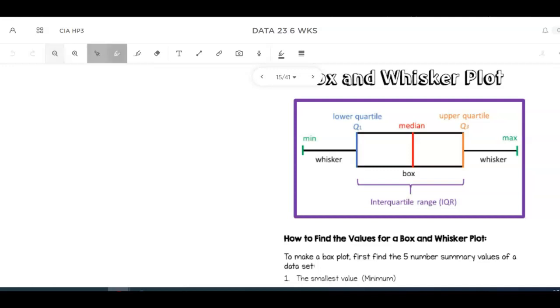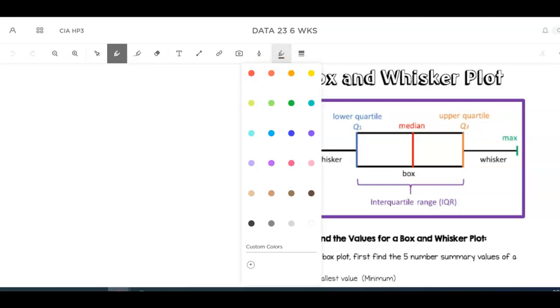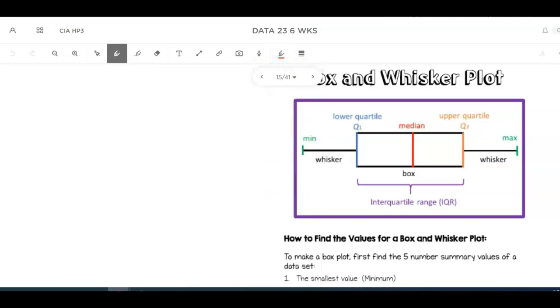Okay, the first thing we're going to do is, this is a box and whisker plot, the diagram of it. A couple things that you need to know. First of all, it is broken up into 4 quartiles. So first quartile, Q1, pretty much goes from here to here. And that's our Q1.